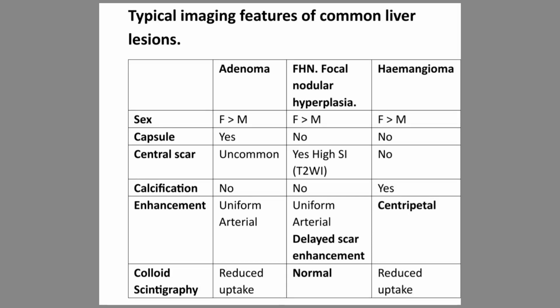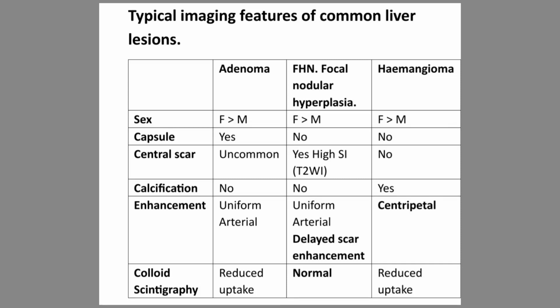As far as adenoma is concerned, it has its own well defined outer capsule, while in focal nodular hyperplasia there will be no capsule, and in hemangioma there will be no capsule. So far as capsular integrity is concerned, you can only see it in adenoma. Another particular radiological pattern is central scar.